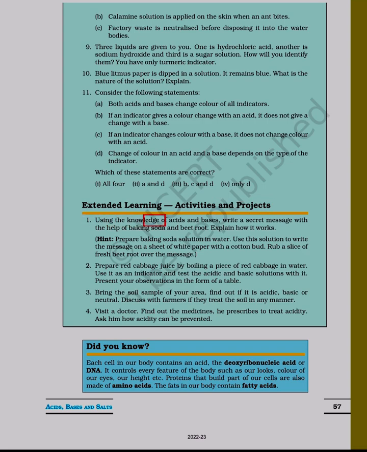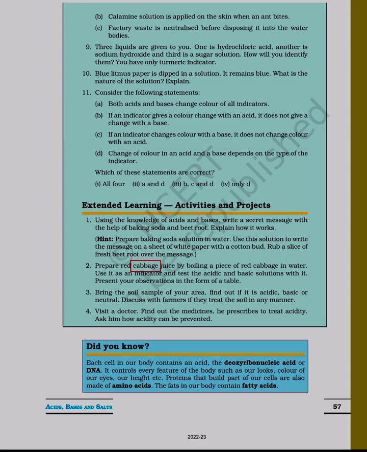1. Using the knowledge of acids and bases, write a secret message with the help of baking soda and beetroot. Explain how it works. Hint: Prepare baking soda solution in water. Use this solution to write the message on a sheet of white paper with a cotton bud. Rub a slice of fresh beetroot over the message.